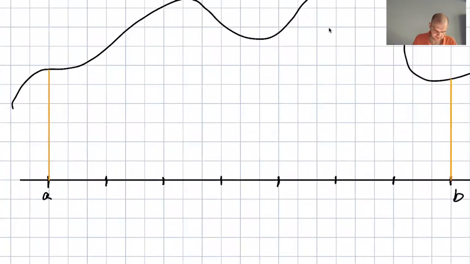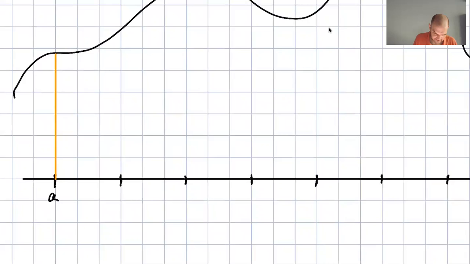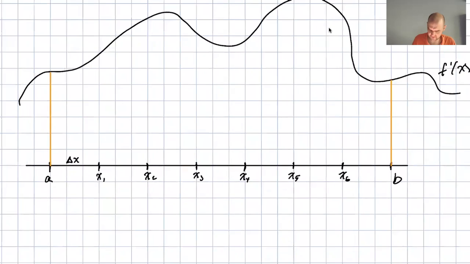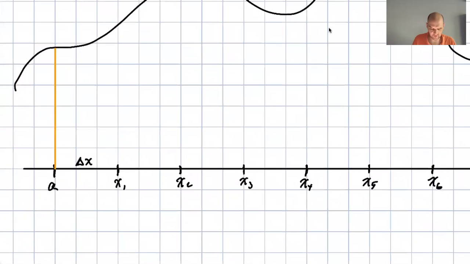So I'm going to say this is delta x, right? And then this will be x1, x2, x3. You should really do this with an infinite number, but who has time for that? So we're just going to do it with this number and see how it works. So these are all delta x's.